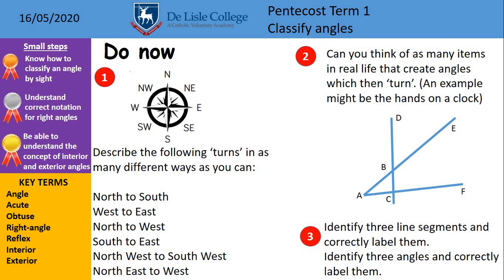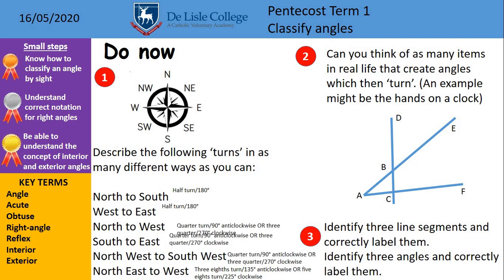Okay, got some answers appearing for you here. So north to south, we're going to be doing 180 degrees, a half turn. We don't need to specify direction because it's a half turn. Same as west to east. Oh, sorry, they've just appeared in a slightly awkward order there. But we've got northwest is a quarter turn, which is 90 degrees and it's anti-clockwise. Or you could say a 3/4 turn, 270 degrees clockwise.